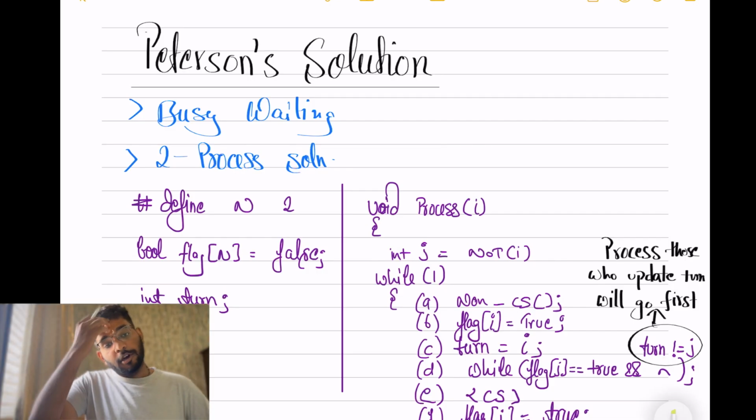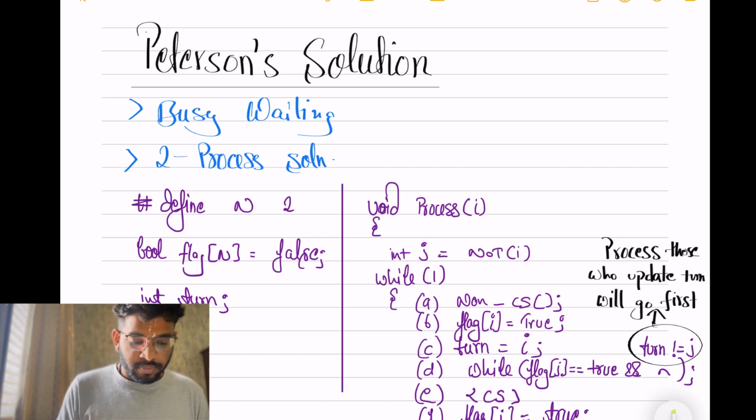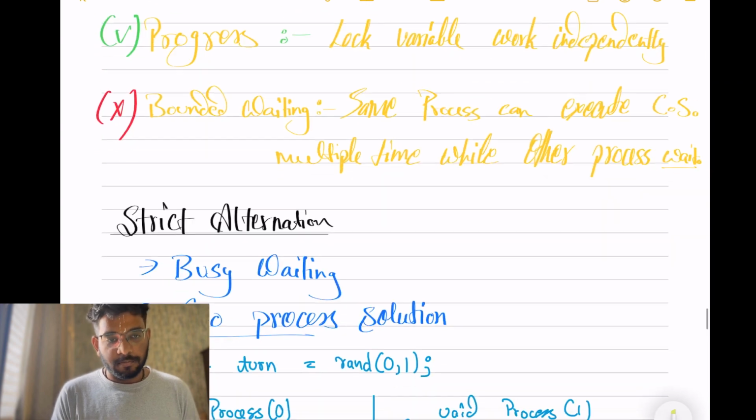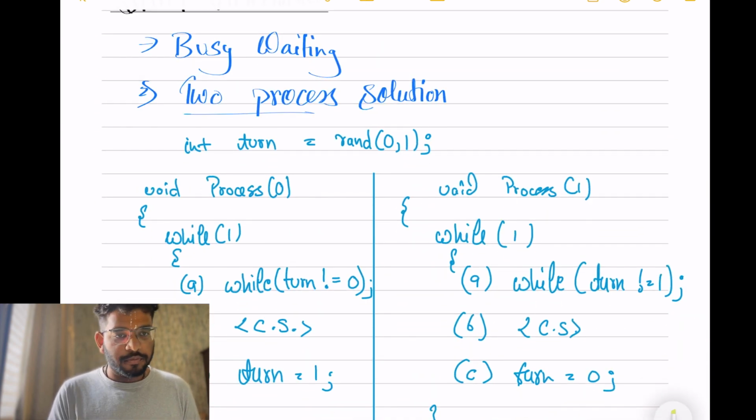Good morning. This is the second part of CPU scheduling. In this, we are going to discuss the Peterson solution. It is a busy waiting solution and it is a two-process solution. As you have seen in the previous one, the strict alternation works on the basis of a turn variable.